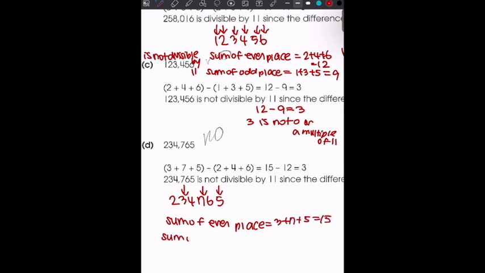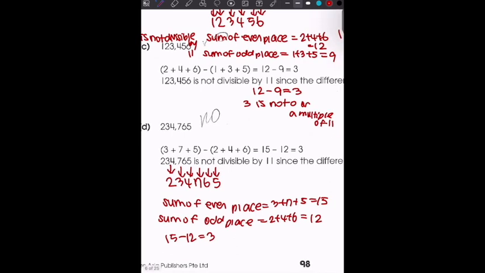And the sum of the digits of the odd place is going to be 2 plus 4 plus 6. That is equal to 12. So 15 minus 12 is going to be 3. And so again, since 3 is not 0 and it's not a multiple of 11, 234,765 is not divisible by 11.